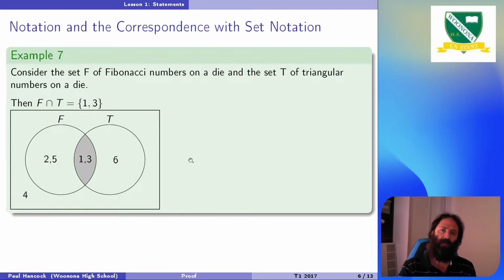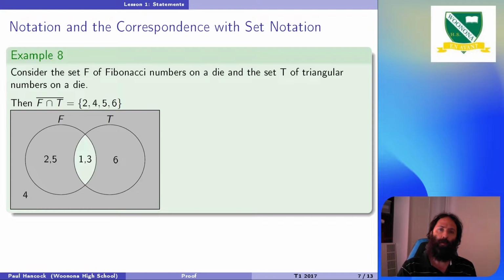Then it's easy enough to find the intersection of F and T. That's the bit in the middle that's in both the F circle and the T circle, and that's the numbers 1 and 3. And we're using our standard set notation here. Then it's easy enough to find the complement of that. It's all the bits that currently aren't coloured in. So not (F and T) is going to be the bits that weren't coloured in, so that's going to be the numbers 2, 4, 5, 6. Okay, that's easy enough to find.